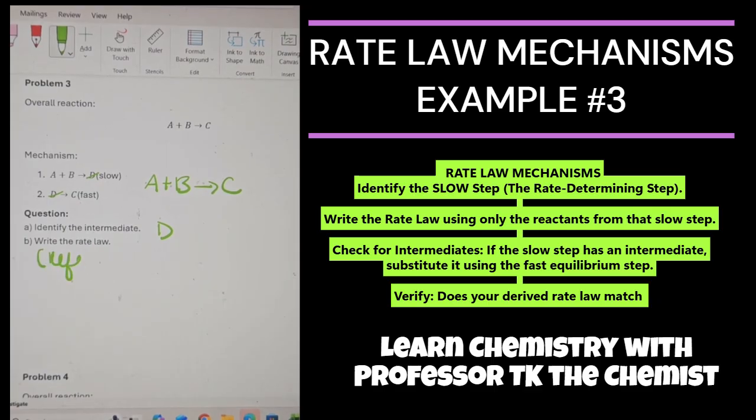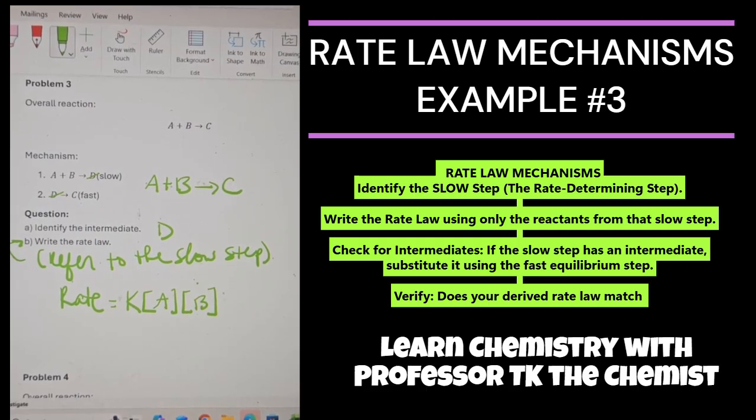So always refer to the slow step for your rate law, okay? In this case, the rate is going to equal k times A times B. And remember, we don't care about the product side, which is C. We don't care about the product side. You always refer to the slow step for your rate law because the slow step pretty much sets the pace.